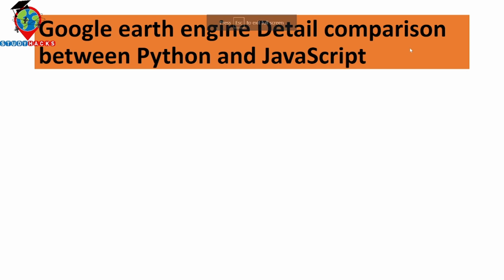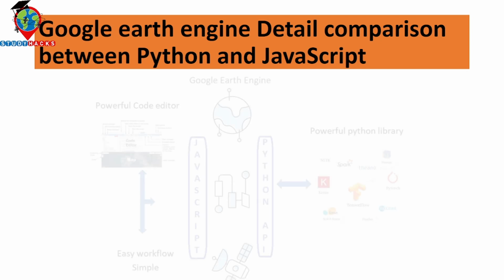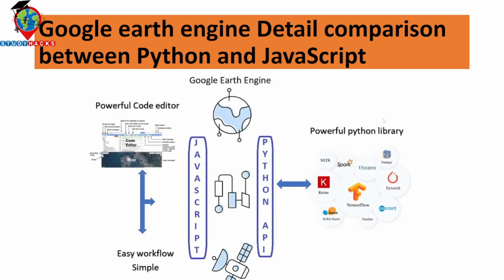Okay, so we already know about that JavaScript API code editor. Here I already showed you that. But Google Earth Engine is also supported by Python. For the Python, we have to create another environment to use the Google Earth Engine platform. And if you want to compare, you can see Python and JavaScript.